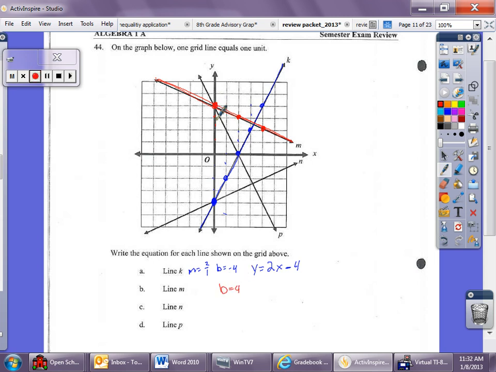And then down 1, right 2, down 1, right 2. So our slope is -1/2. So our equation is y equals -1/2 x plus 4.